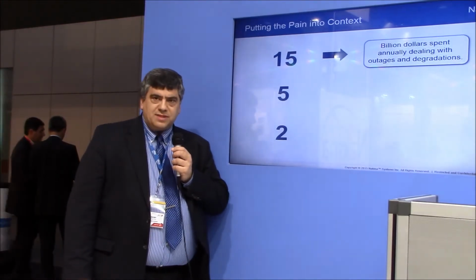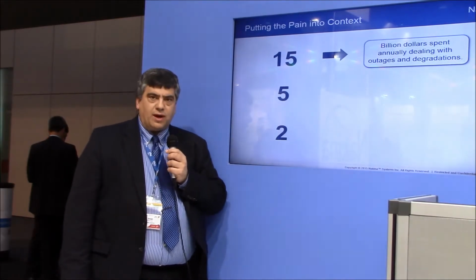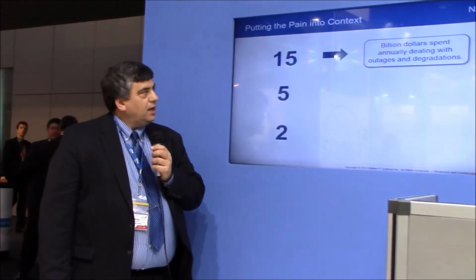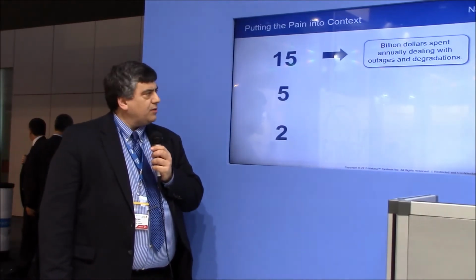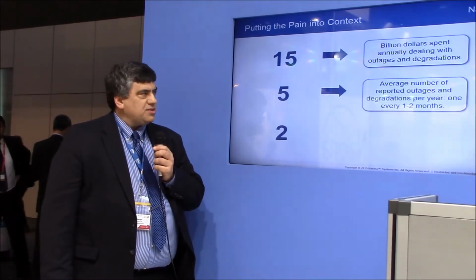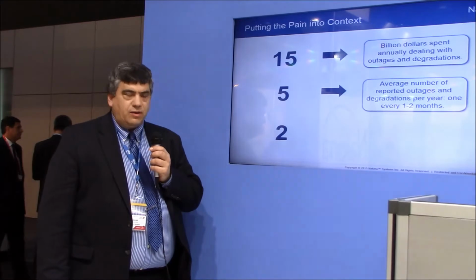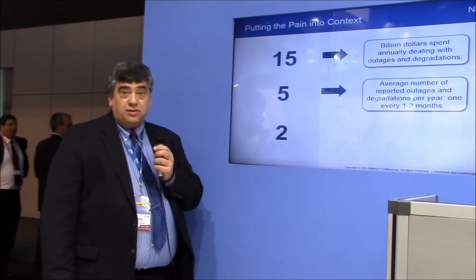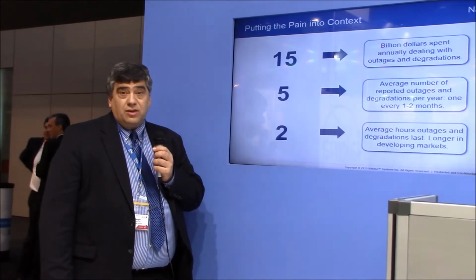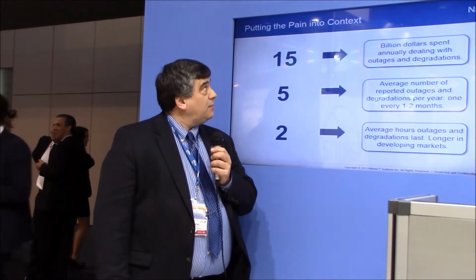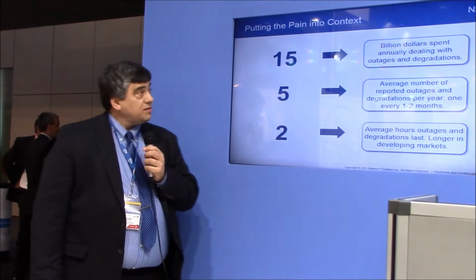A lot of problems in today's networks are actually caused by network outages. In fact, $15 billion are spent annually on dealing with outages and degradations. On average, for every service provider, there are at least 5 major reported outages. That's about one major outage every 1 to 2 months, and those outages typically last at least 2 hours. Those are pretty staggering numbers for mobile service providers.